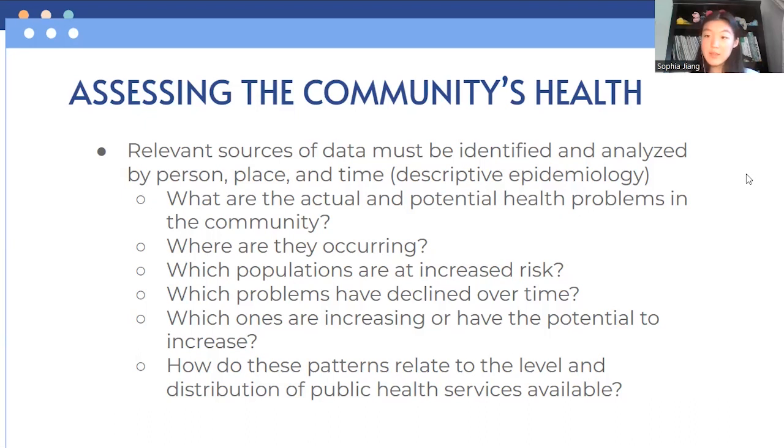So some of the questions they might ask are, what are the actual and potential health problems in the community? Where are they occurring? Which populations are at increased risk? Which problems have declined over time? Which ones are increasing or have the potential to increase? And how do these patterns relate to the level and distribution of public health services available?